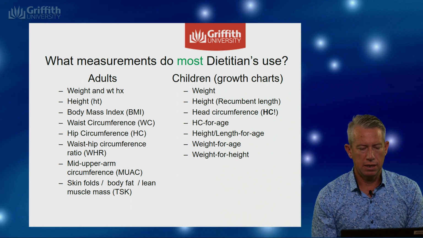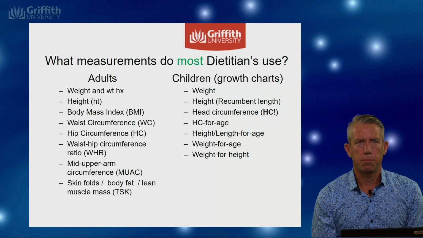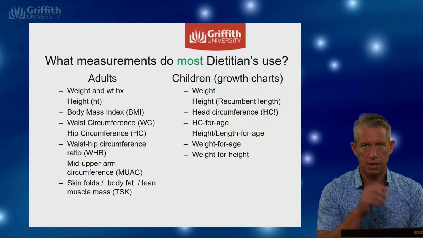And so in terms of adult population, weight and weight history, height, BMI, waist circumference, hip circumference, waist to hip ratio, mid-upper arm circumference and skin folds, but particularly the tricep skin fold, so the one skin fold on the back of the arm.